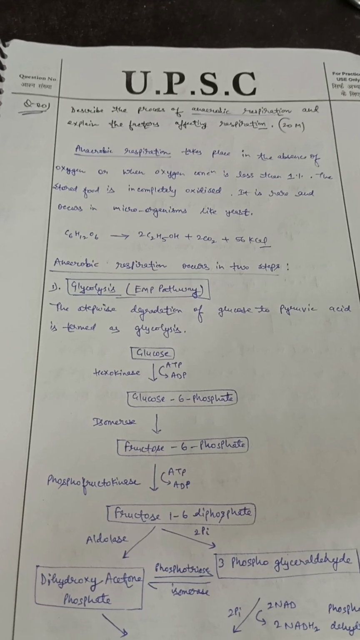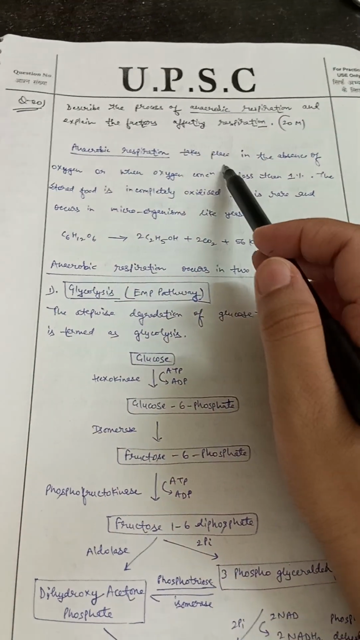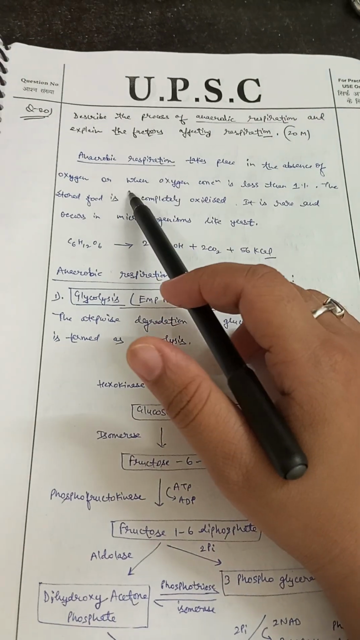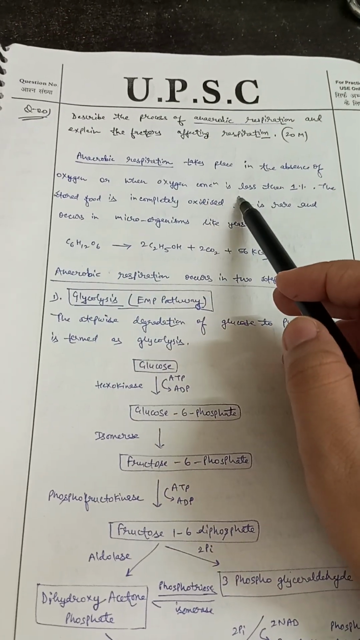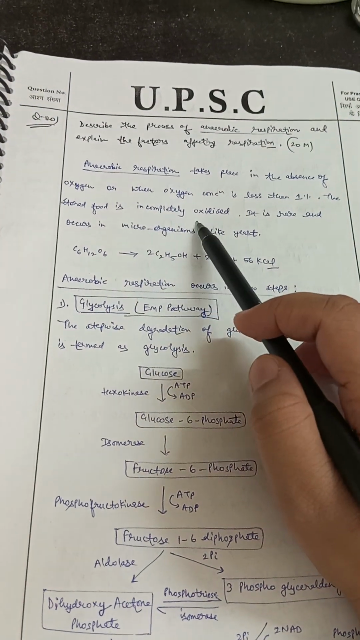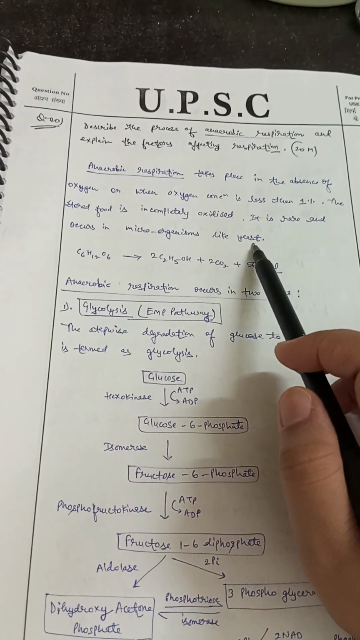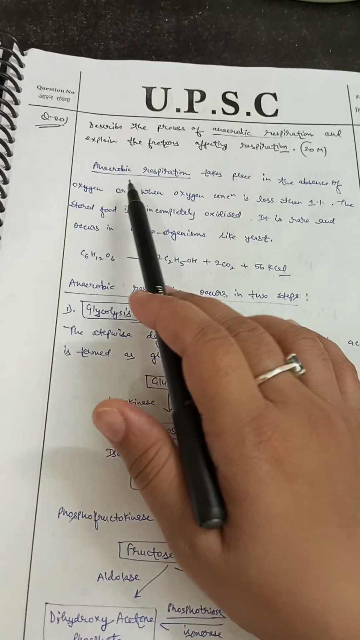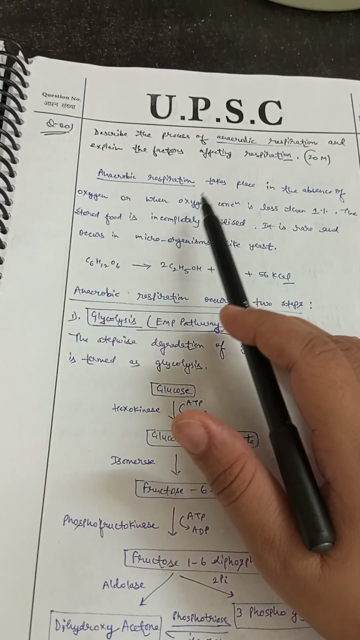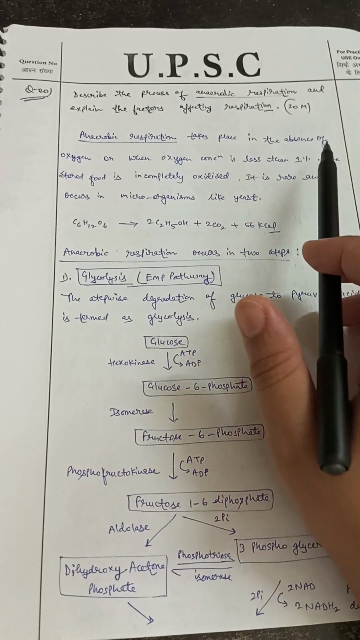First of all, what do you mean by anaerobic respiration? Anaerobic respiration takes place in the absence of oxygen or when oxygen concentration is less than 1%. Here, the stored food is incompletely oxidized and it is rare and occurs in microorganisms like yeast. So this is the brief introduction about anaerobic respiration, that it takes place in the absence of oxygen or when oxygen concentration is less than 1%.